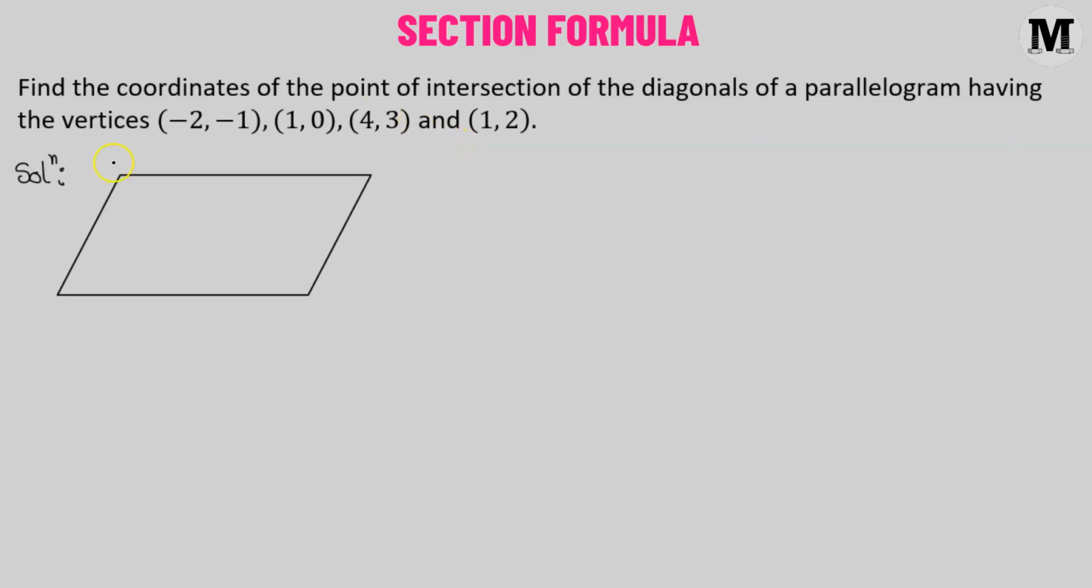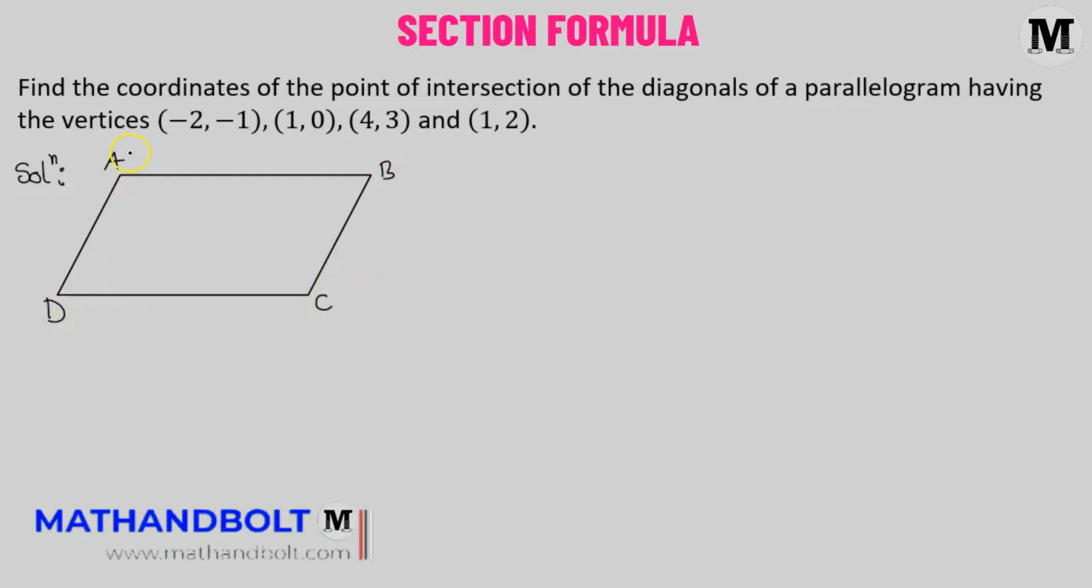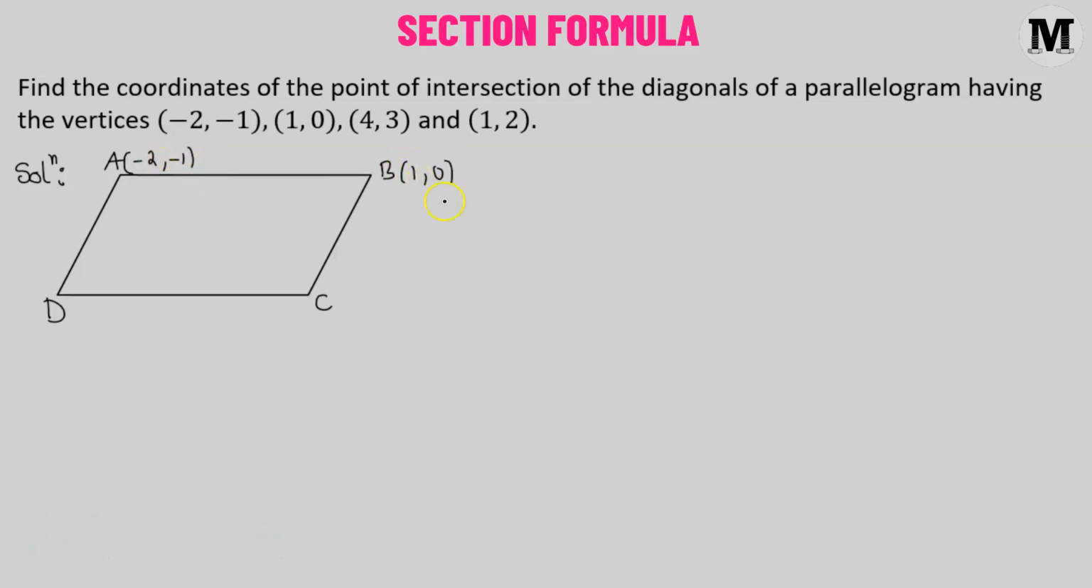Let us begin. So here, let's say we have a parallelogram with vertices A, B, C, and D. Coordinates of A, let it be (-2, -1). Coordinates of B, (1, 0). Coordinates of C, let it be (4, 3), and coordinates of point D, let it be (1, 2).